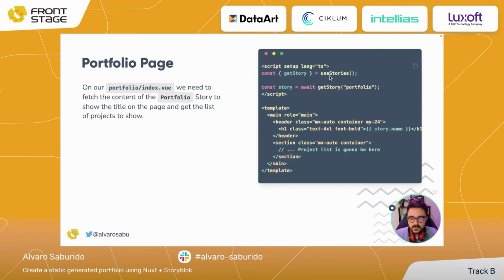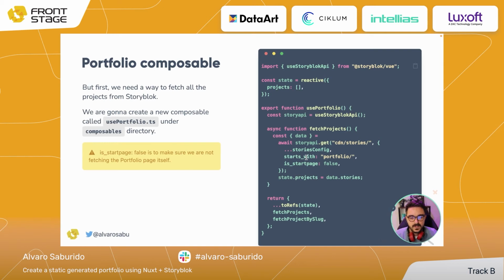Here we are going to use the same approach that we did in home. We're going to use story and pass portfolio instead of home. It's a little bit different because here I'm putting a header with the story name, so it's going to say portfolio at the top. And then we have a section where we are going to put our project list. Notice the difference between this one and the homepage. The homepage is using a Storyblok component directly, but this one is not, because we are going to fetch everything in the portfolio using a composable function.